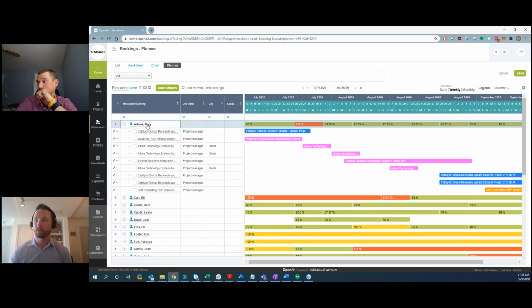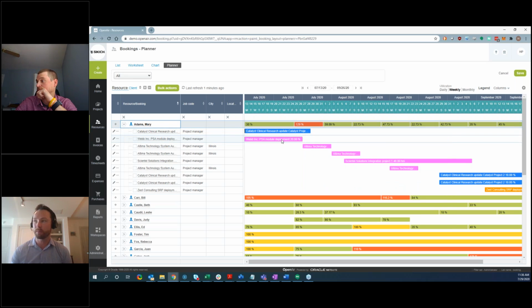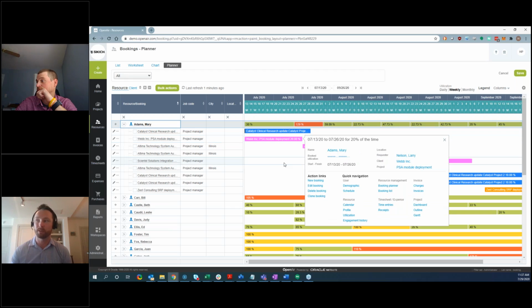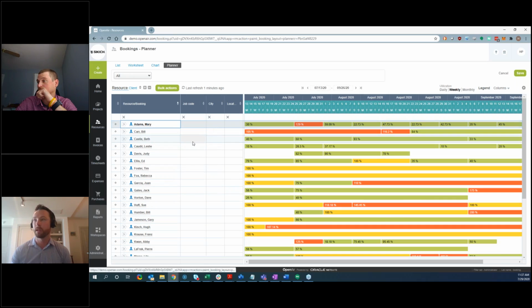Expanding any individual will give me more data to make a decision on what's actually happening. So each row here is representing a different project that I have set up. And underneath them, you can see high-level information on the commitment that was there. So for example, Mary Adams has been booked to 20% of her time to this PSA module deployment. In addition to the project information, I can also see information on the user, right? This is a project manager.